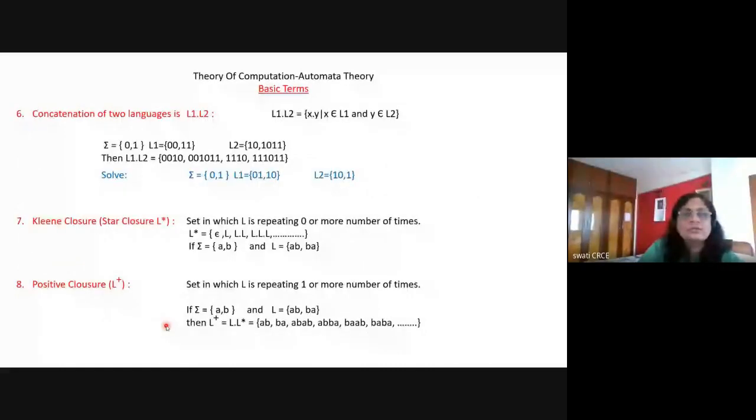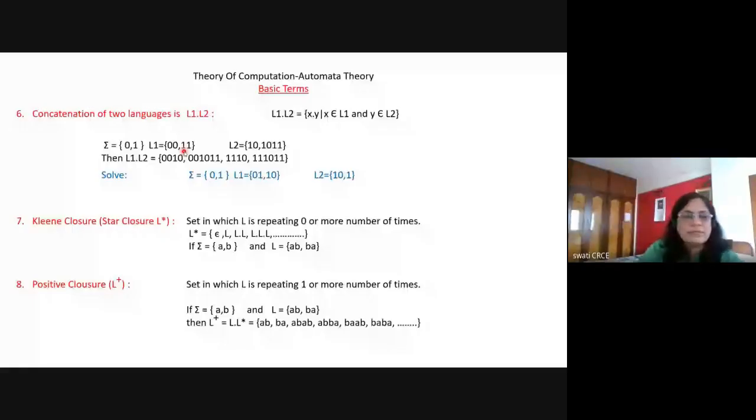Now you should also know about the concatenation of two languages. Concatenation of two languages is denoted as L1 dot L2, and the definition is L1 dot L2 is equal to X dot Y, where X belongs to L1 and Y belongs to L2. Let sigma be equal to {0, 1}, and the language L1 contains two words, 00 and 11. There is one more language L2, which has two strings, 10 and 1011.